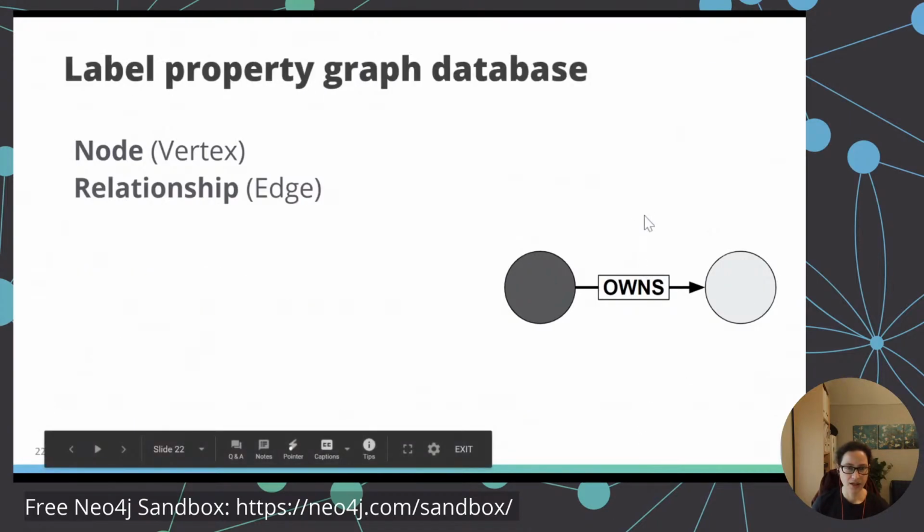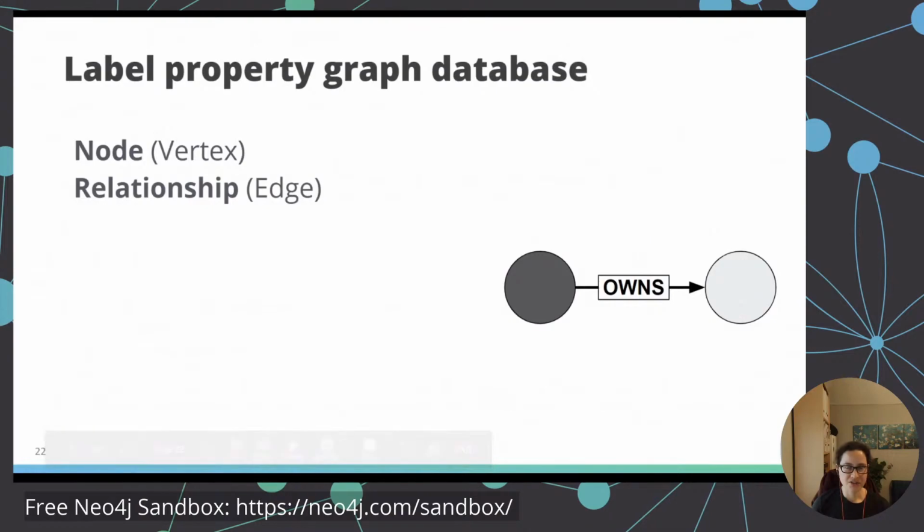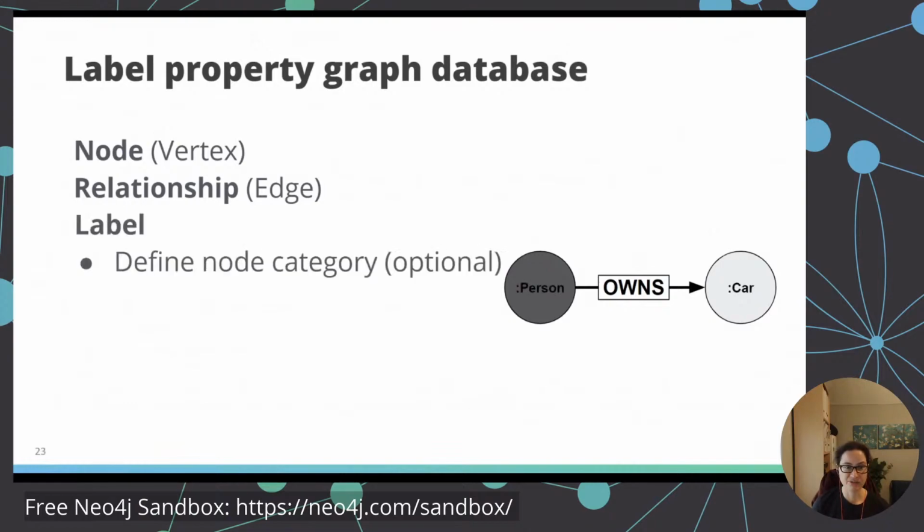Okay. So I mentioned that Neo4j is a label property graph database. What that means is we have labels. Labels are a way to define a category for a node. These are optional, but in practice, you will pretty much use them all the time. And they are a super useful way to be able to say what our node is. So for example, we've got a person node and we have a car node.